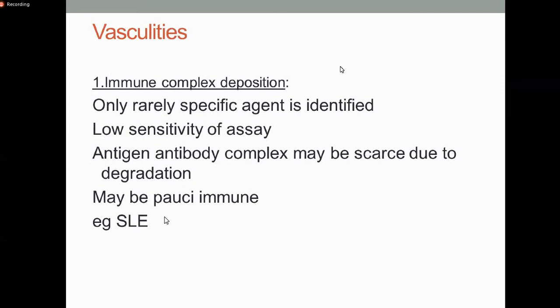So what happens? Either you can find this immune complex deposition in the vessels, or rarely you are not able to find it because the complexes are very scarce, small in quantity, or they are degraded. So that's why it's also called post-immune sometimes. The prototype example I give you is SLE, systemic lupus erythematosus.